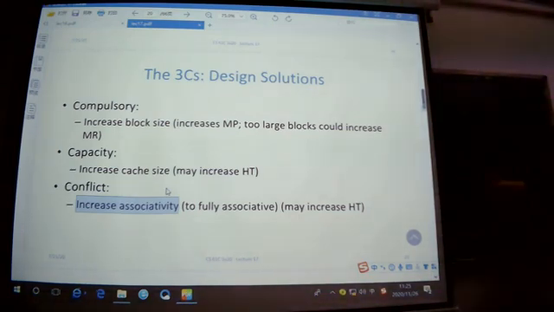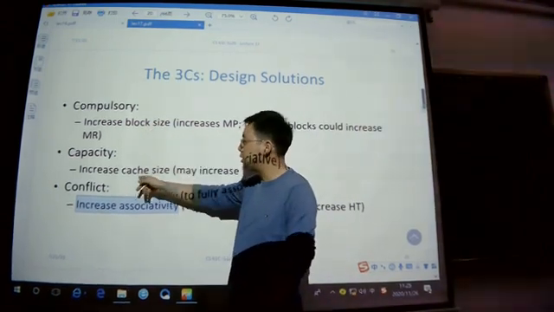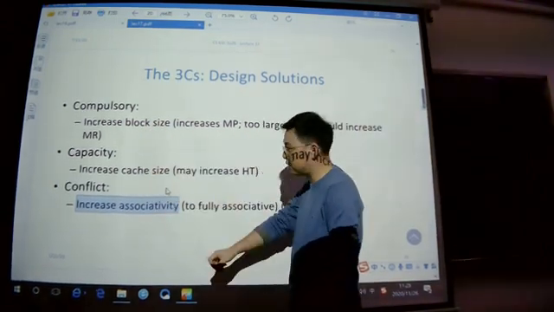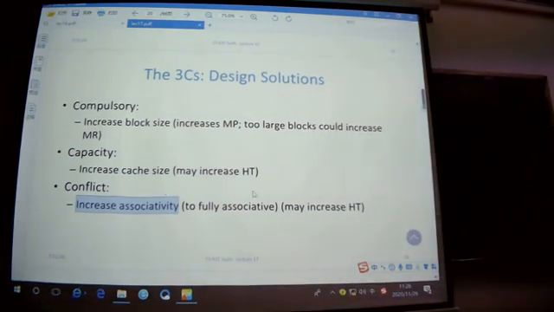You can find that this is different. This is increased block size. This is increased cache size. This is associativity. So these are not the same.